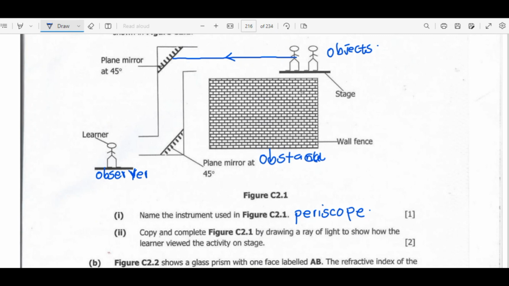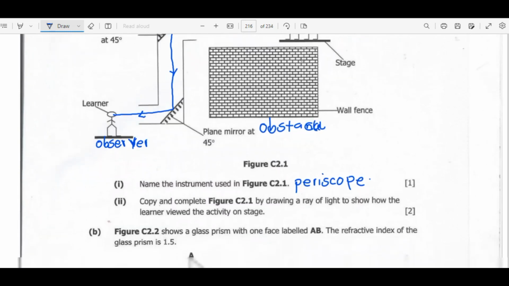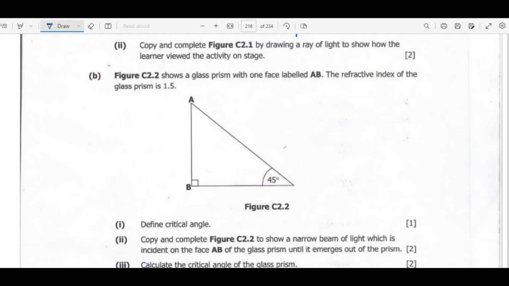Then since we have a plane mirror at an angle of 45, we are expected to have reflection, so this will bend. Then here again it will bend. Then this will be directed into the observer's eyes. So this is what you're supposed to do, and make sure that if the person is acting as the observer, then the direction should be from the object into the eyes of the observer. Now we can move on to question B.